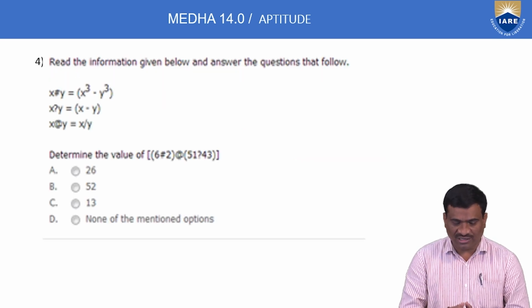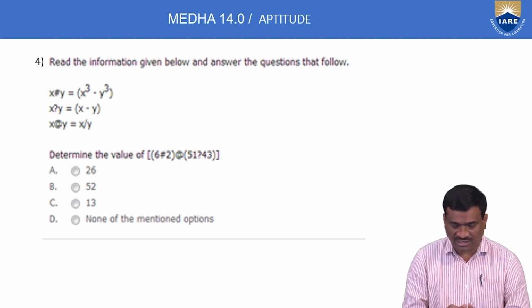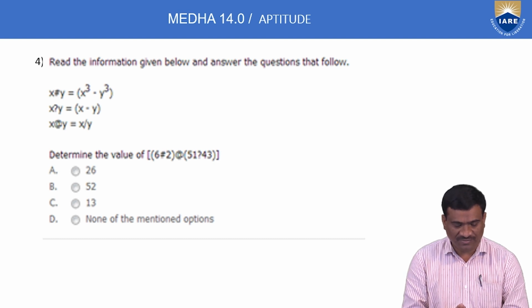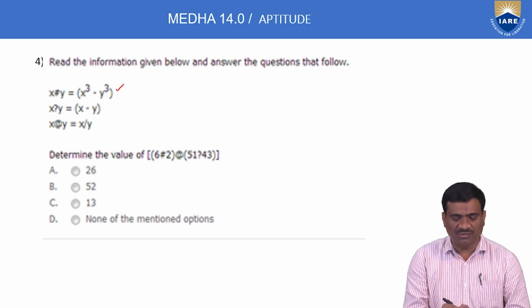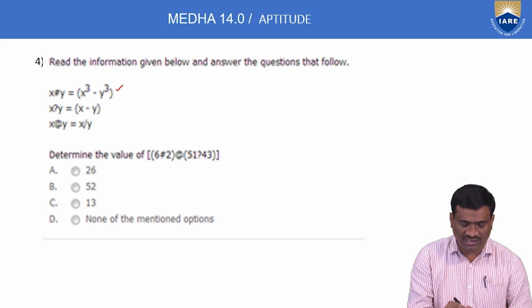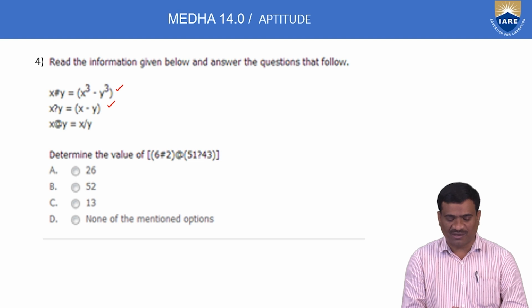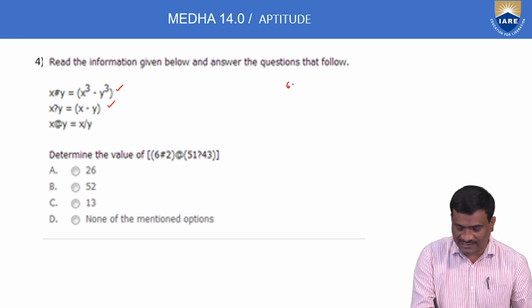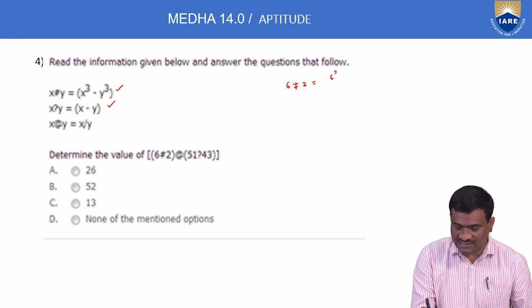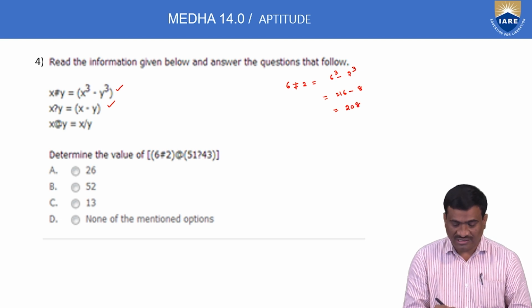Next, the fourth one, equation concept. Determine the value of 6 as 2 at the rate 51 question mark 43. Three statements are given. First statement: x as y is x cube minus y cube, x question mark y is equal to x minus y, x at the rate y is equal to x by y. Easy method, only simplification is important, there is no logic here. First part, 6 as 2 is equal to 6 cube minus 2 cube. 6 cube is 216, 2 cube is 8, equal to 208.